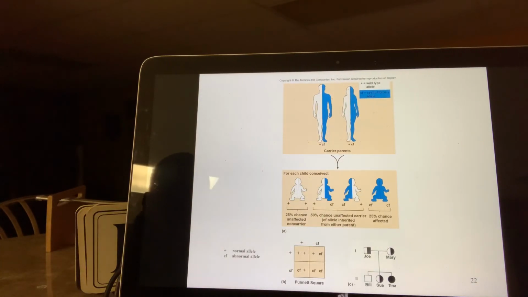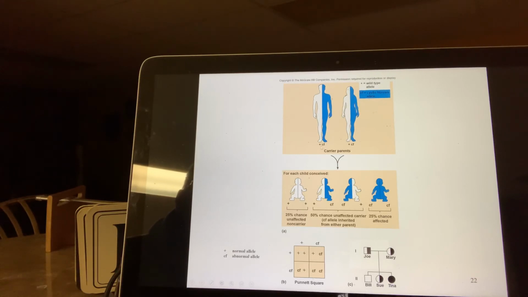Since it's a recessive gene, you have to have both of the alleles to get the disease. So in this example here, you have two parents, mom and dad. Neither of them has cystic fibrosis. They are both absolutely normal, except for the fact that they are both carriers, which means they are heterozygous for that trait.